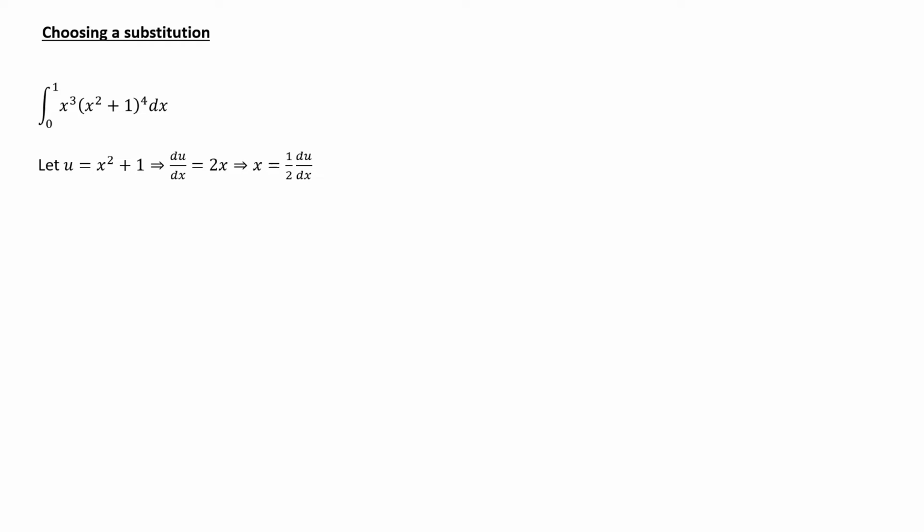As I said, there was an alternative that I mentioned in the previous one, which you may see used. It's up to you. I'm changing my limits because that's what I tend to do. It's not necessary. So if u equals x squared plus 1, if x equals 1, then 1 squared plus 1 is 2. And if x equals 0, nothing squared plus 1 is equal to 1. So my integration becomes the integral between 2 and 1 of x squared u to the 4 multiplied by 1/2 du by dx, because that was what x was.